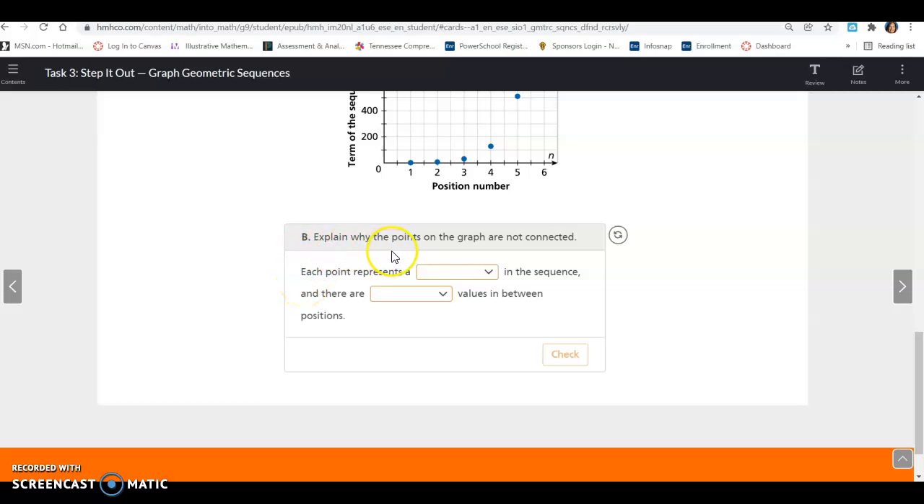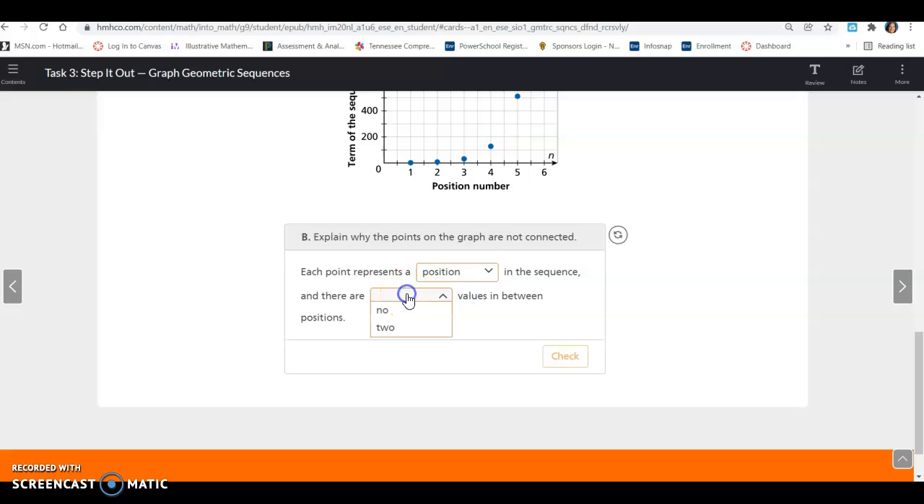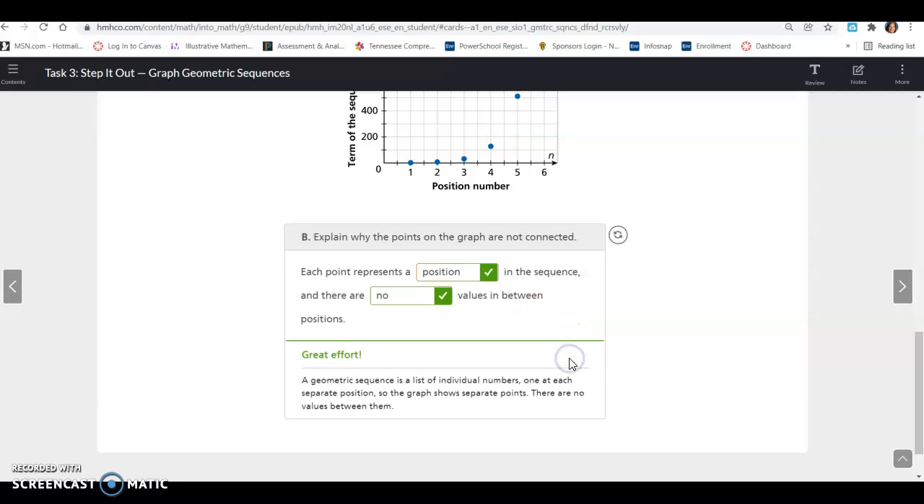All right, so it says explain why the points on the graph are not connected. Each point represents the position in the sequence, and there are no values in between. So this is basically saying it's discrete. You're not going to connect this because you're talking about the position in the sequence. So the first number, the second number, the third number, the fourth number, the fifth number. You're not going to talk about 1.3, like in between. You're not going to talk about that position. There's not going to be a position there.